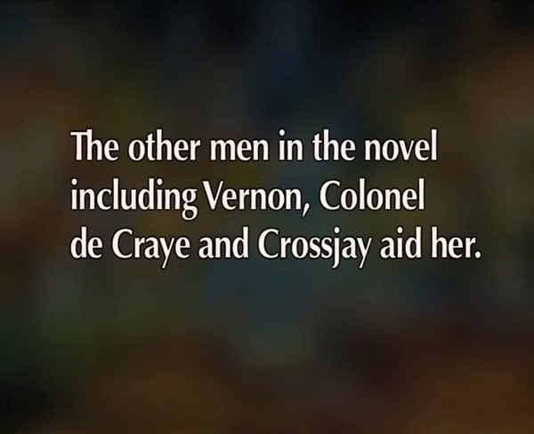Clara's speech angers Willoughby, who is stunned. He is unable to control the thoughts of Clara. Clara also realizes that Willoughby is trying to throttle her independence. Clara, unlike most other women protagonists, does not adjust to her plight. She makes the right alliances. Despite her father siding with Willoughby, the other men in the novel, including Vernon, Colonel de Craye, and the young Crossjay, aid her. She thinks through her situations and tries to escape from Willoughby.